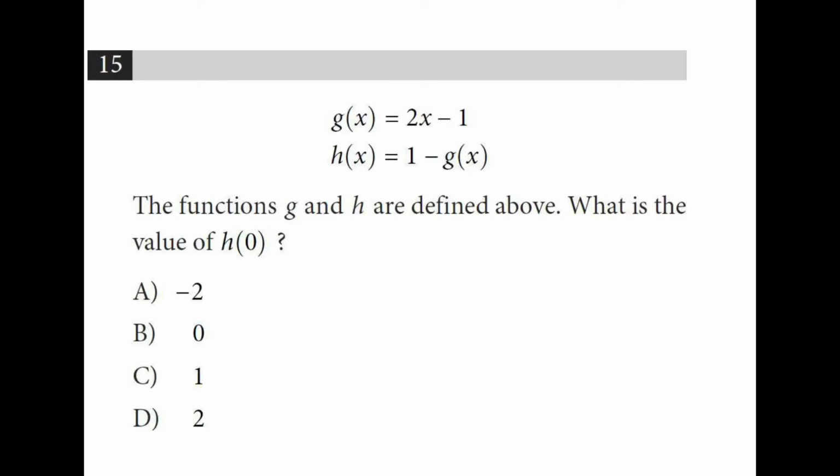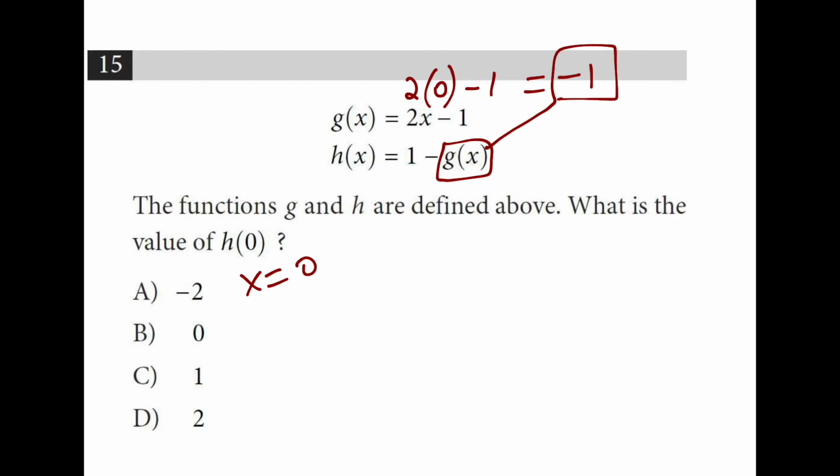This is a composite function. But when they say h of 0, that means we're plugging in x is equal to 0, and we do that all the way up here. 2 times 0 minus 1 is equal to negative 1. So that's my solution to this part. I substitute that, so I get 1 minus a negative 1, which is really just 1 plus 1, and the answer is 2.